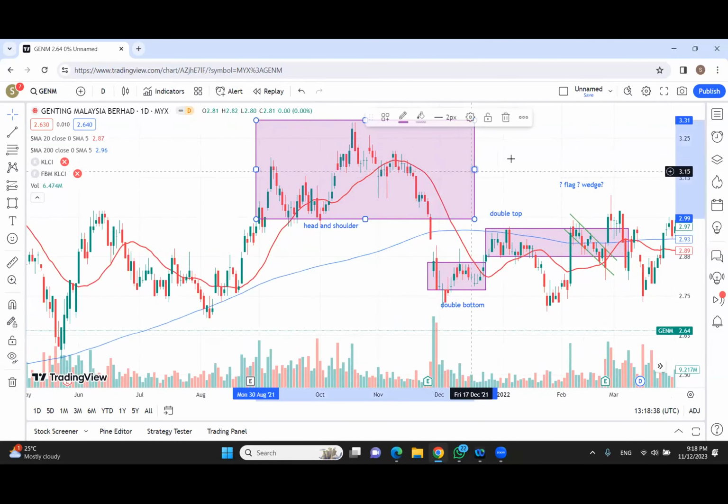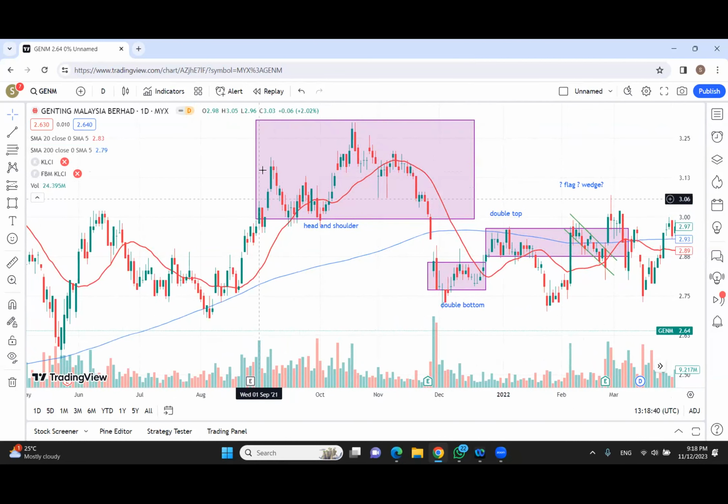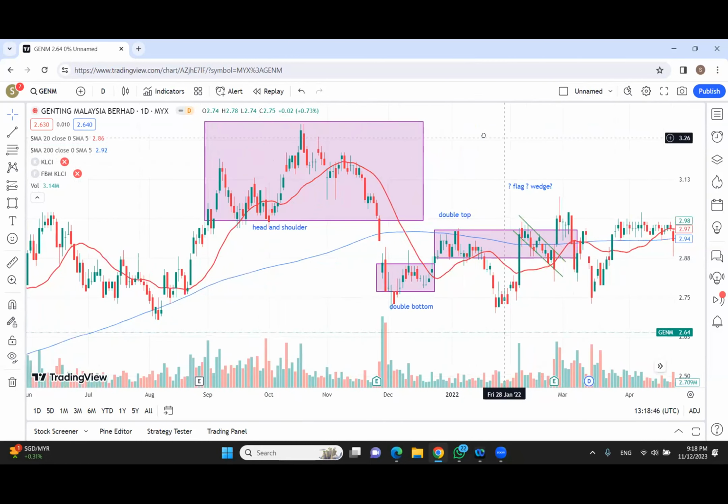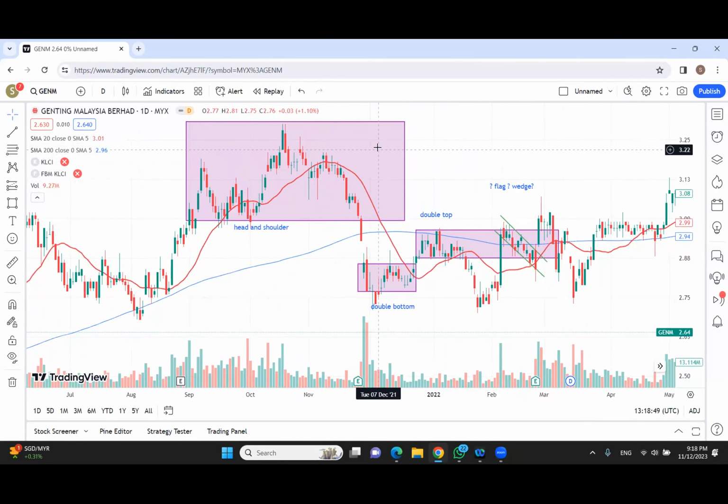This one is head and shoulders. Okay, left shoulder, the head and the right shoulder. Yeah, this one I think can measure. Okay, let me measure together. This is the chart pattern. You see the breakdown. So we have to be a seller. Let's say they offer you a short position for Genting. Remember, we wait for the pullback.